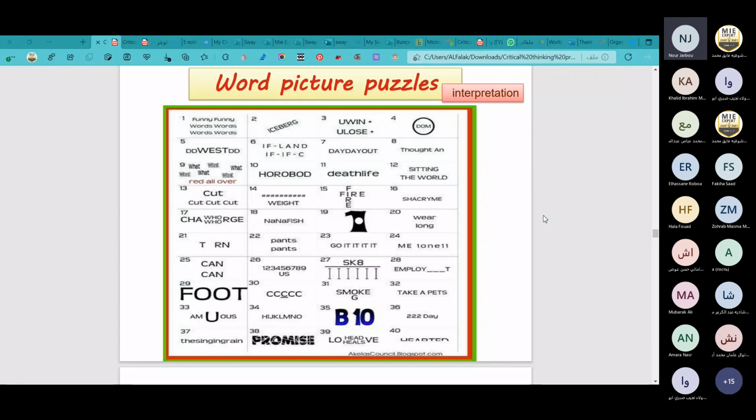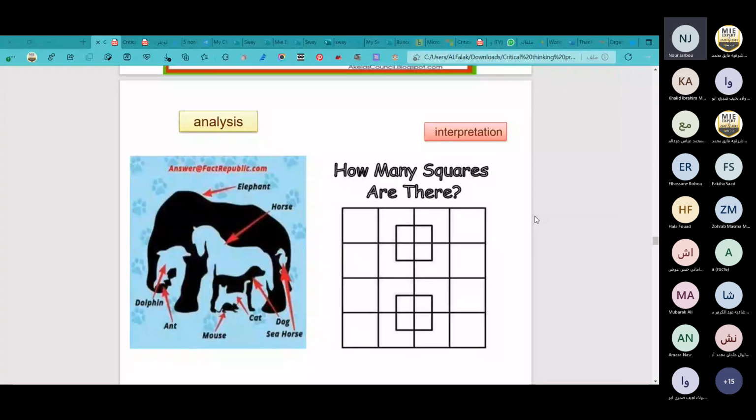The next one, we have some pictures. Yes, the next slide, Mrs. Shawqia. Yes, we have, thanks a lot.